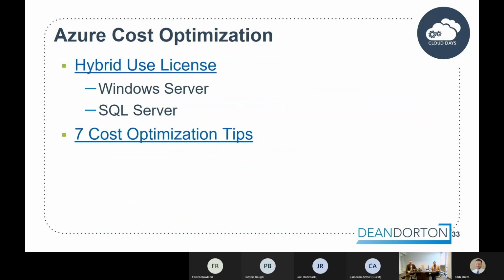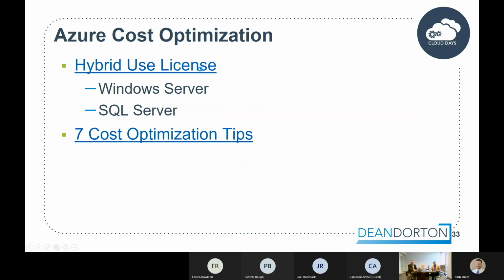Two other areas, or one other area, and then we'll look at some of these 7 other cost optimization areas to focus in for Azure. One is the hybrid use license. If you are in a hybrid scenario where you have a Microsoft SQL Server license for an on-premise SQL Server, or you have Windows Server licensing for your on-premise services, you really need to look at the hybrid use license that you can use within Azure. This will give you a substantially discounted price for the licensing required to run your services in the cloud for Windows Server and for SQL.